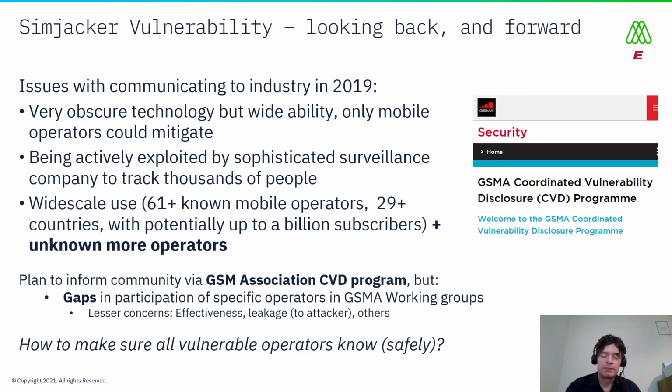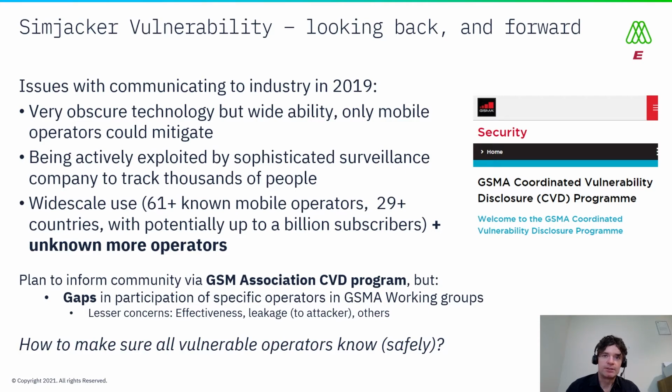This is very effective, but it has certain gaps in that there are several hundred mobile operators in the world, and many of them, while they're all members of the GSM Association, don't actively participate. So even though some information may be shared, they don't actually see it. As well as that, there's also the effectiveness of it. It's quite a new program. It's just getting started out.